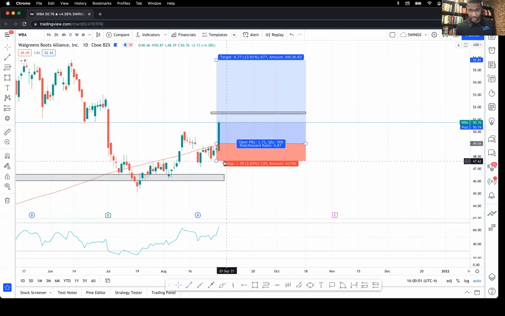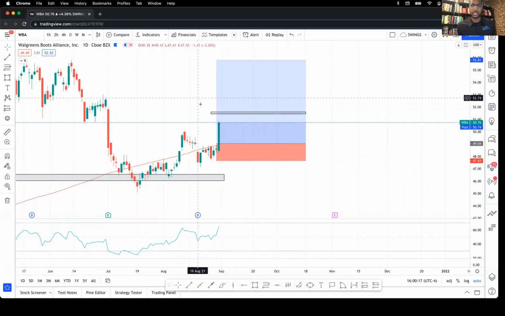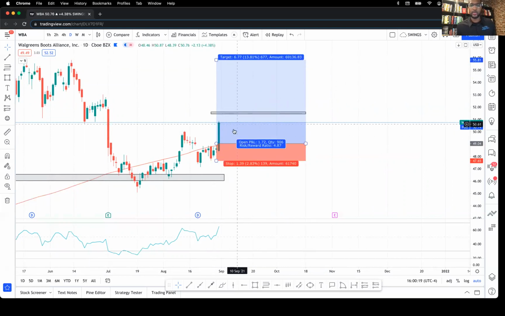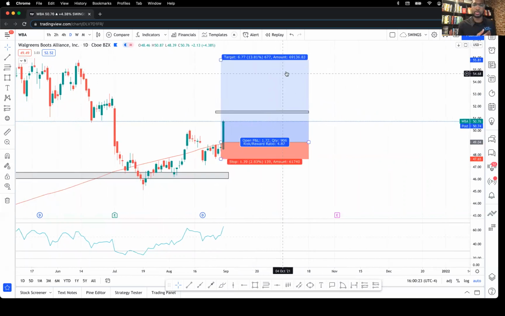The bottom part of this red position tool is my stop loss. So if the price comes all the way down to here and below, I'm automatically stopped out and I've exited the trade completely. The top part of this is my target price. As you can see, the target is all the way up here. If the price gets all the way up to my target, I would have made a 13.81% return on my position. At that point, I would look to close my position or maybe even trim my position and take some of my profits off the table. I have the option to do that.